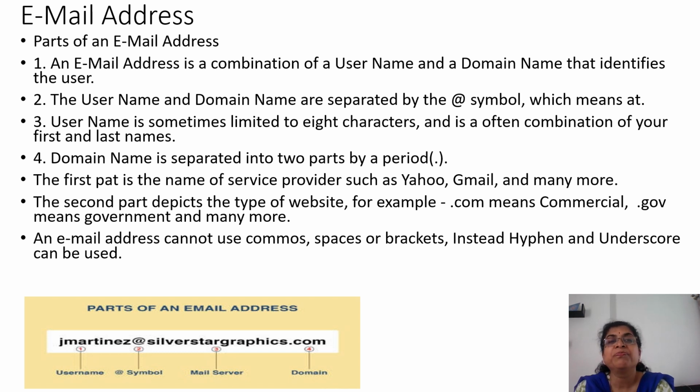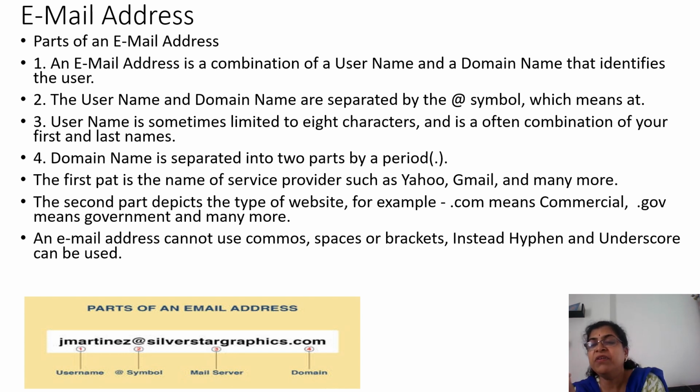Parts of an email address. An email address is a combination of a username and a domain name that identifies the user. The username and domain name are separated by the at the rate symbol, which means at. Username is sometimes limited to 8 characters and is often a combination of your first and last name. Whenever you are creating an email account, you should create an email address also. Whenever you want to create an email address, you should give a combination of your first name and last name as a username, and the domain name, that is the service which you are using.